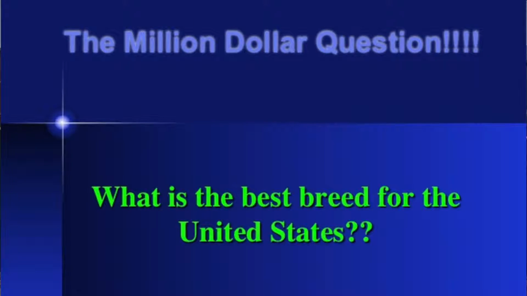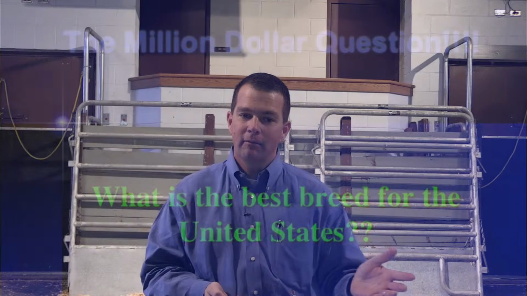So, we've seen this slide before. The million-dollar question is, what is the best breed for the United States as we look at where we plug these in? Well, it comes back to, it depends. And we talked about how production environments can affect the performance of specific animals. One thing I want you to understand is what a genotype by environment interaction is.